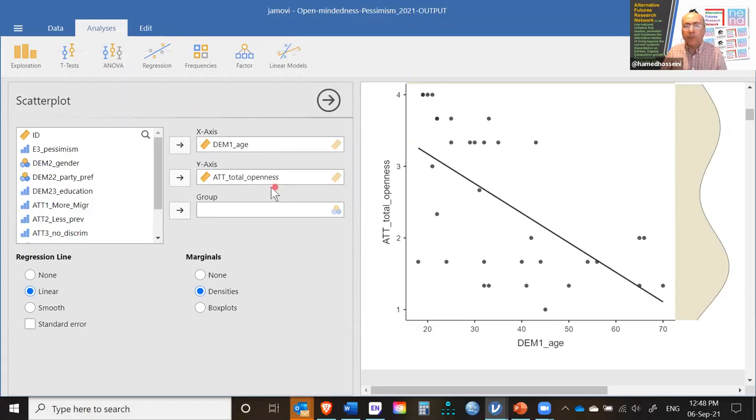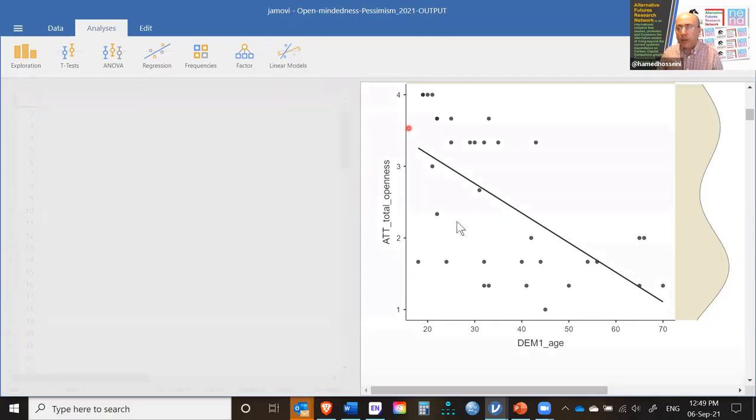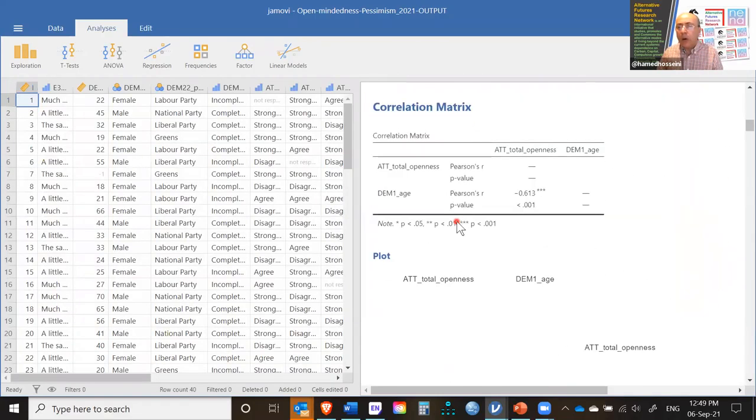Age is on the x-axis because we said it's the independent variable, and then total open-mindedness goes on the y-axis, and it's linear, and so on and so forth. Then you scroll down, and oh yeah, that's the correlation matrix he was talking about. I forgot how to make it.